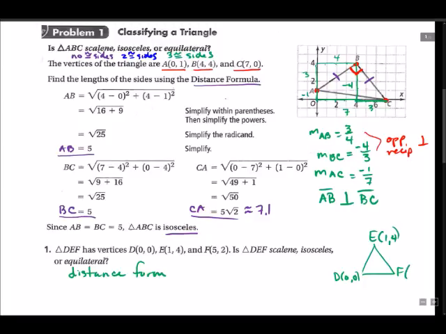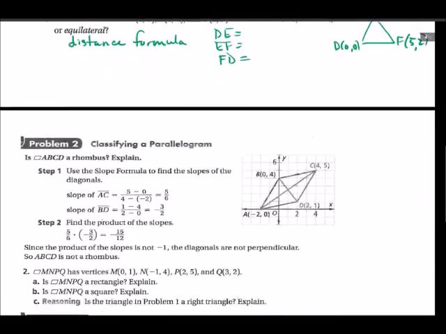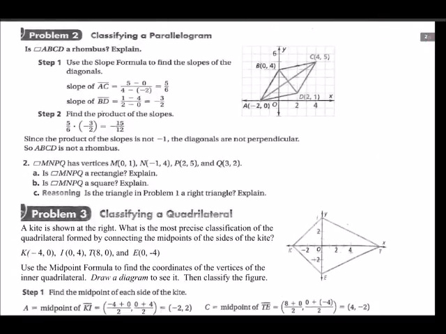F is 5, 2. Notice this is not even to scale where it would be on the coordinate plane, but then I would use the distance formula, and I would find the length of DE, the length of EF, and the length of FD, and then I would compare them, and we could determine what kind of triangle we have. All right, well, that makes this lesson a little bit shorter when we don't have to do those. Let's see what else we can use this for.